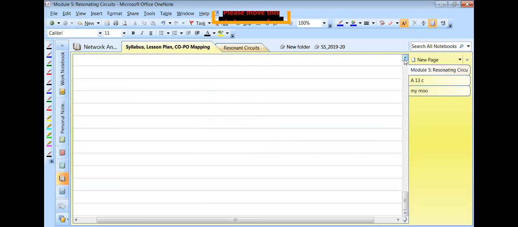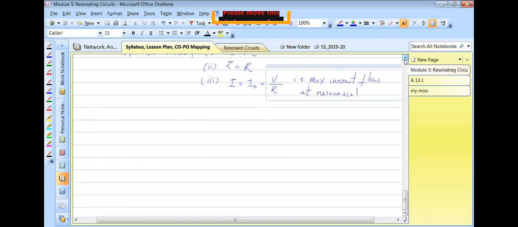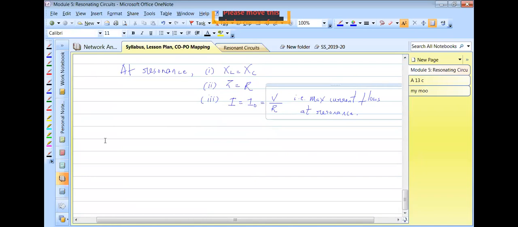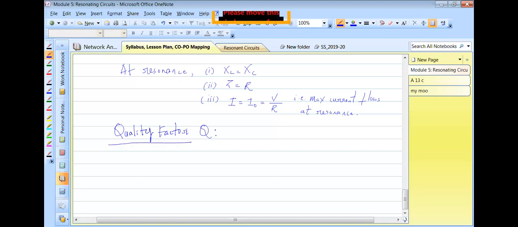Fine, we shall move on to the next topic, that is the quality factor, Q. Now you should understand what the quality factor is. Quality factor is a parameter or a characteristic of a series RLC circuit. Understand that it's a characteristic of the series RLC circuit.